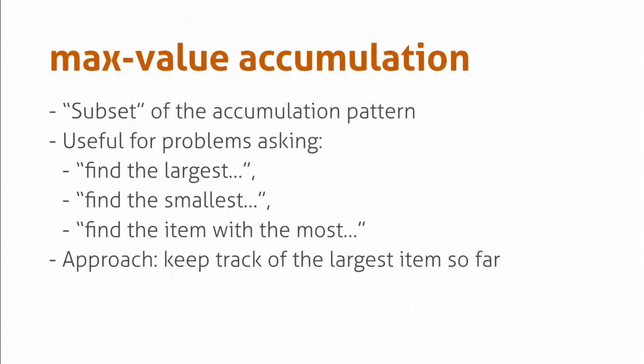So max value accumulation is a subset of the accumulation pattern that's useful for finding the largest or smallest or most something. And the strategy that we take with max value accumulation is to keep track of the largest item that we've seen so far and loop over all of the items, and if we find an item that's larger, then we set the largest that we've seen so far to that item.